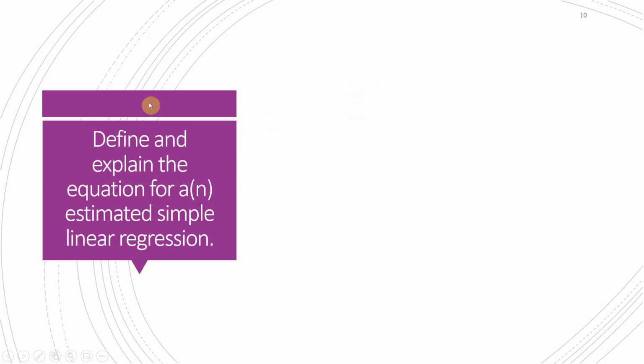Okay, let's talk about the equation. Let's start off with something simple we've already talked about. The equation for a line is y equals b plus mx. Remember, b is our y-intercept, where our line crosses the y-axis. m is the slope, so it tells us how steep our line is. And x is our independent variable and y is our dependent variable.